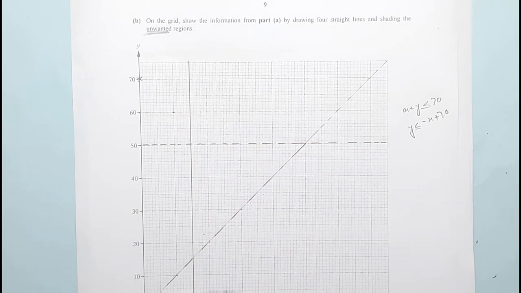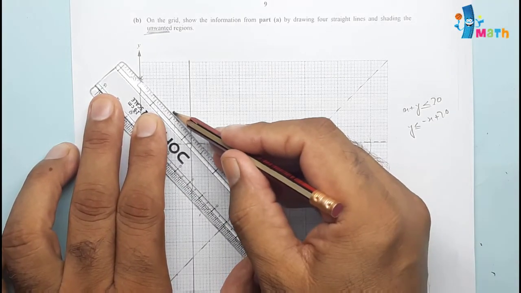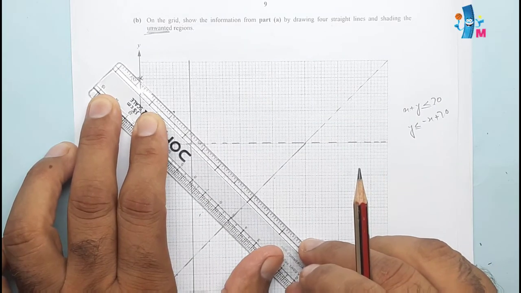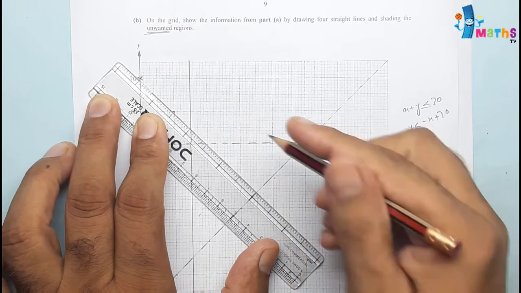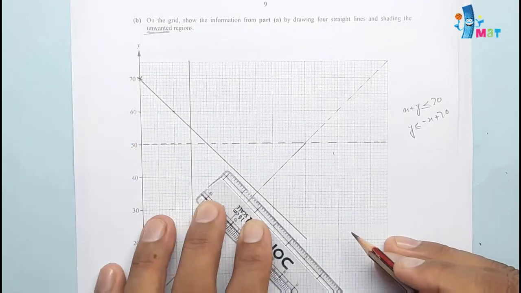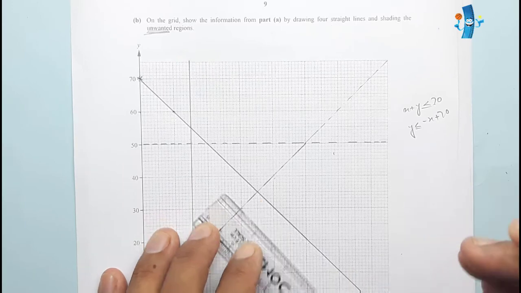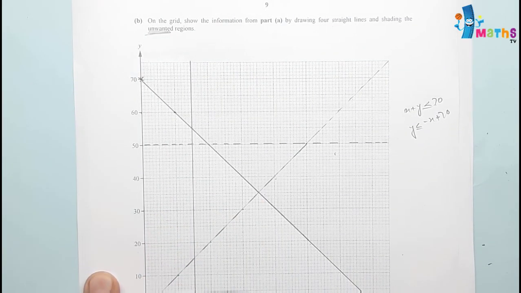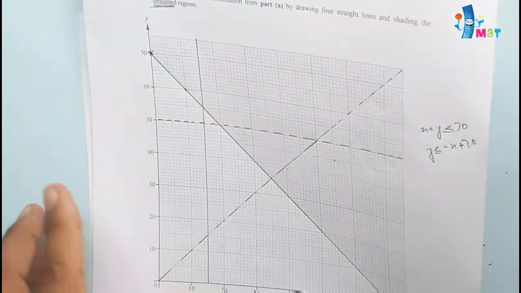So we can draw this line like this one. This will be a solid line, and we can extend this solid line like this one. Okay, so this is done. Now we have the shading part which we have to do.